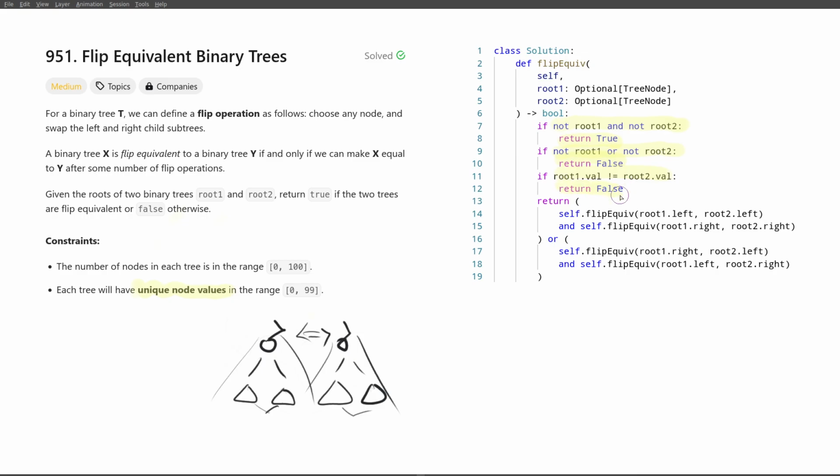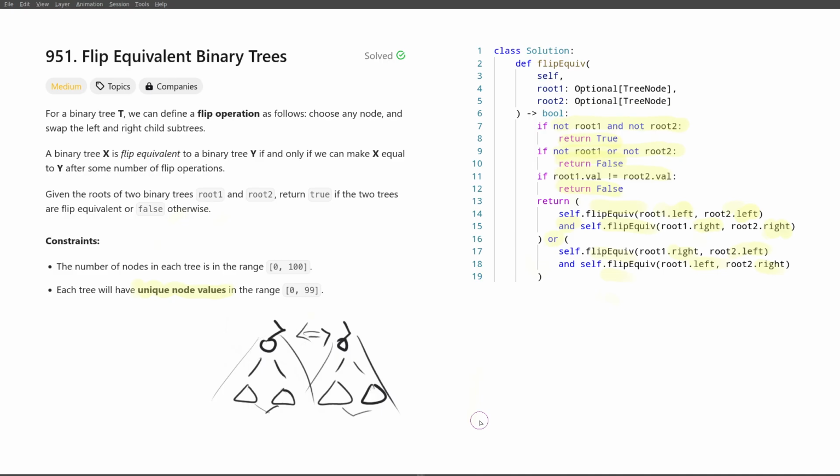So those are the very basic ideas where at least one tree that we have is empty, because then it's easy to decide. And of course we check the values. And now either, so this is the or, we have both flip equivalents between left and left and between right and right, or likewise between right and left, and left and right. And the final question, especially for the beginners among you, is what is the complexity of this solution?